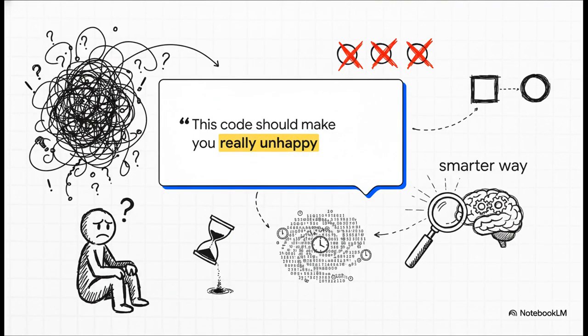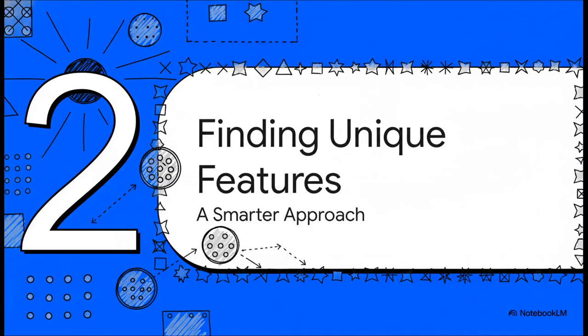Yeah, the lecture material we're drawing from for this explainer puts it perfectly, and I love this quote. "This code should make you really unhappy." And it's so true. Trying to check every single possibility would take, well, basically forever. It's just not going to work. There has to be a smarter way, right? And of course there is.